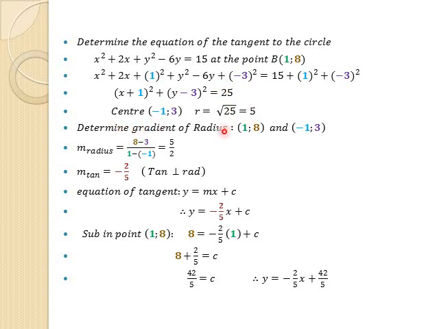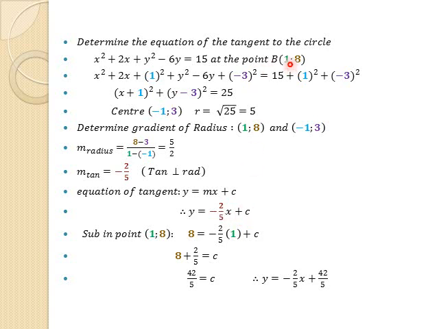Now determine the gradient of the radius. I now have the point (1, 8). I have the center (-1, 3). So it becomes 8 minus 3 for my radius, over 1 minus -1. So 8 minus 3 gives me 5. 1 plus 1 gives me 2. So the gradient of my tangent would then be negative 2 over 5. My reason would be tangent perpendicular to radius. So for the equation of a tangent, y equals mx plus c, m is minus 2 over 5, so y equals minus 2 over 5 x plus c.